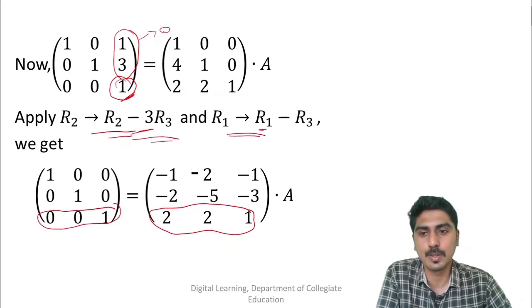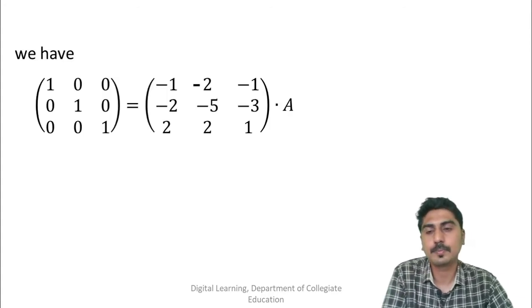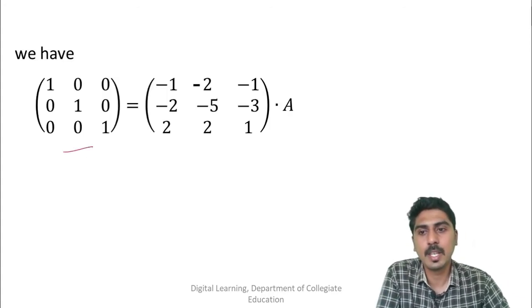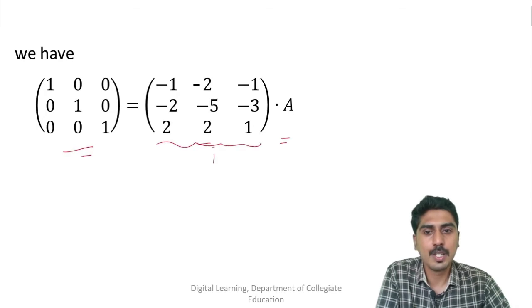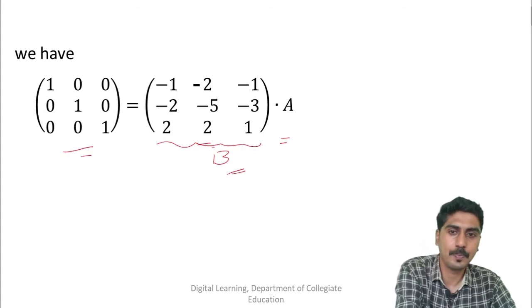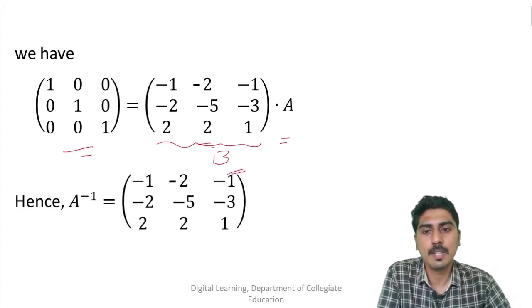You will get here 1 0 0, 0 1 0, 0 0 1 on the left, and minus 1 2 minus 1, minus 2 5 minus 5, minus 3 on the right. Finally, we have the identity matrix is equal to some matrix into the matrix A. So this matrix should be the inverse of matrix A. So we have A inverse is equal to minus 1 2 minus 1, minus 2 minus 5 minus 3, 2 2 1.